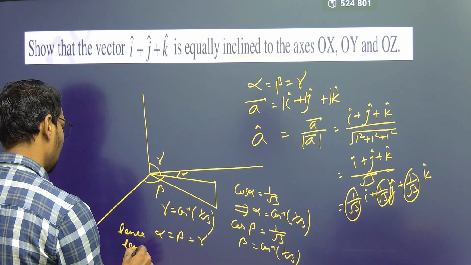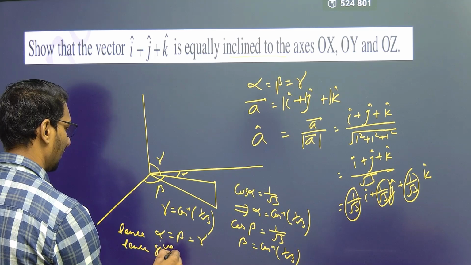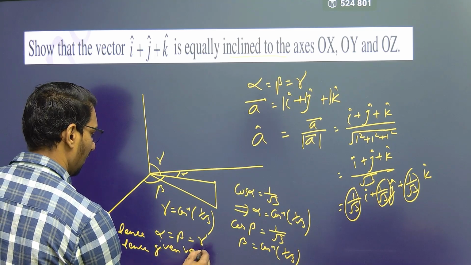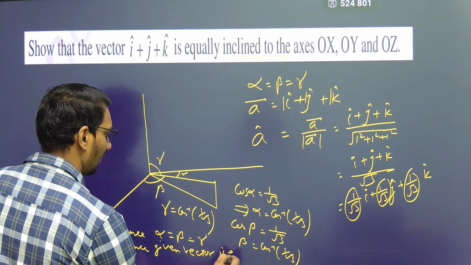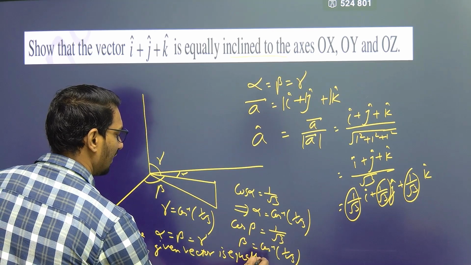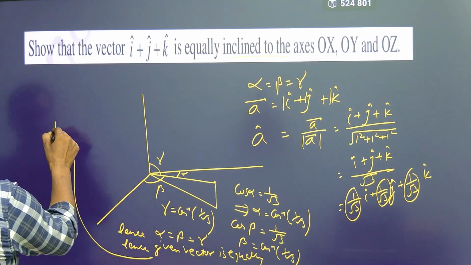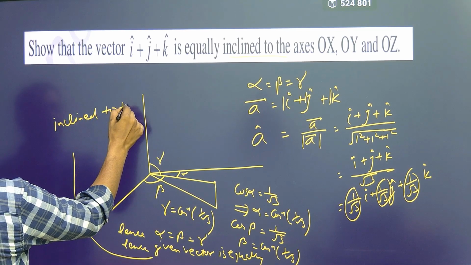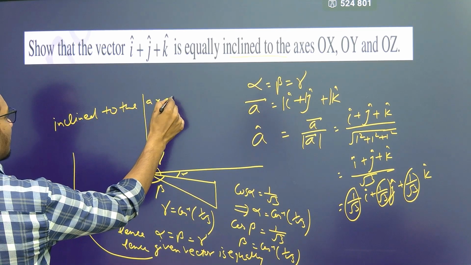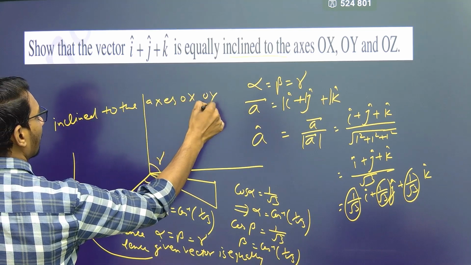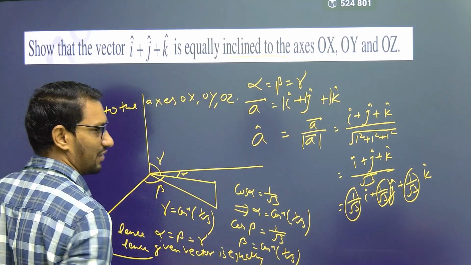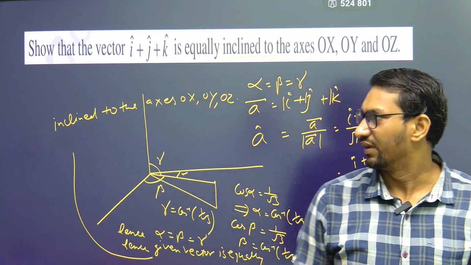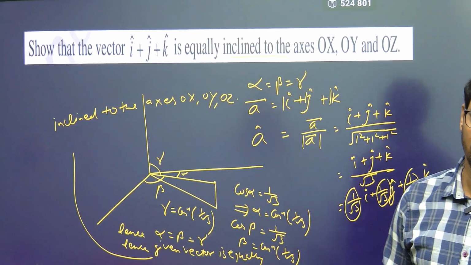Hence, the given vector is equally inclined to the axes OX, OY and OZ. Clear? In this manner, we can solve the question.